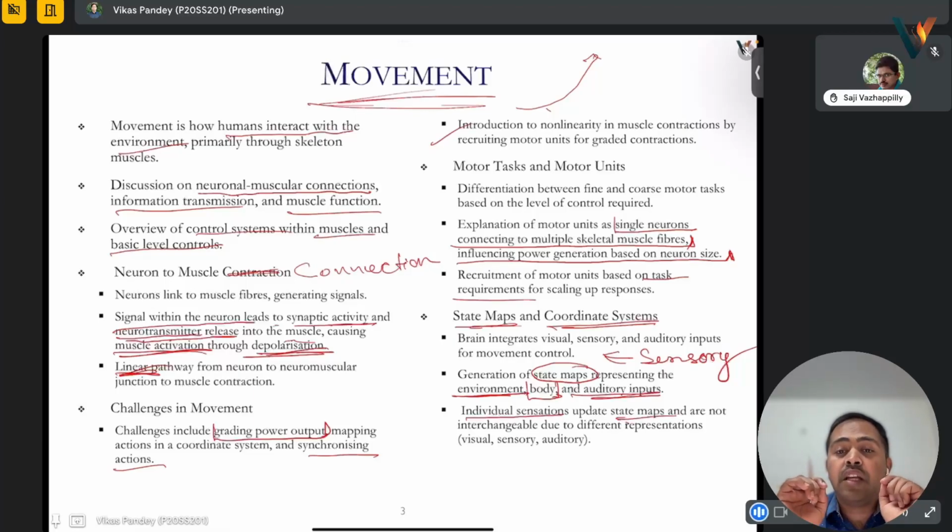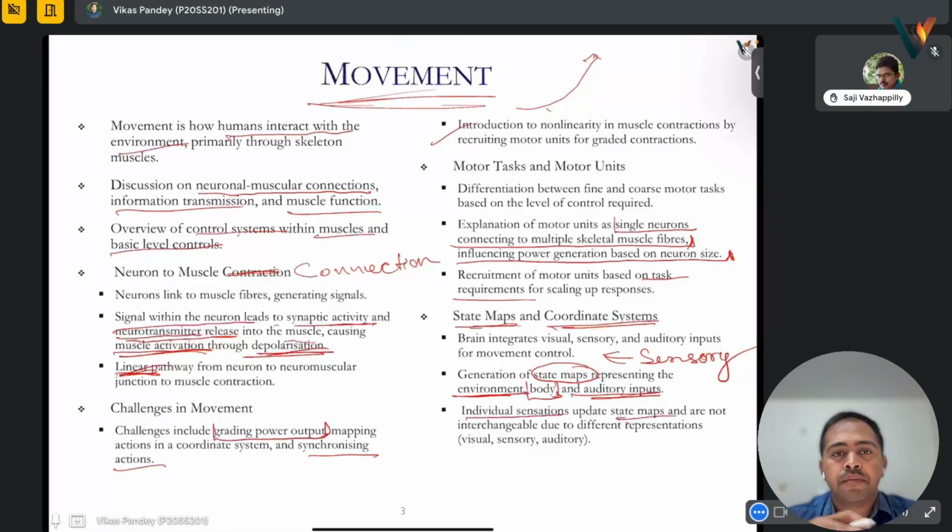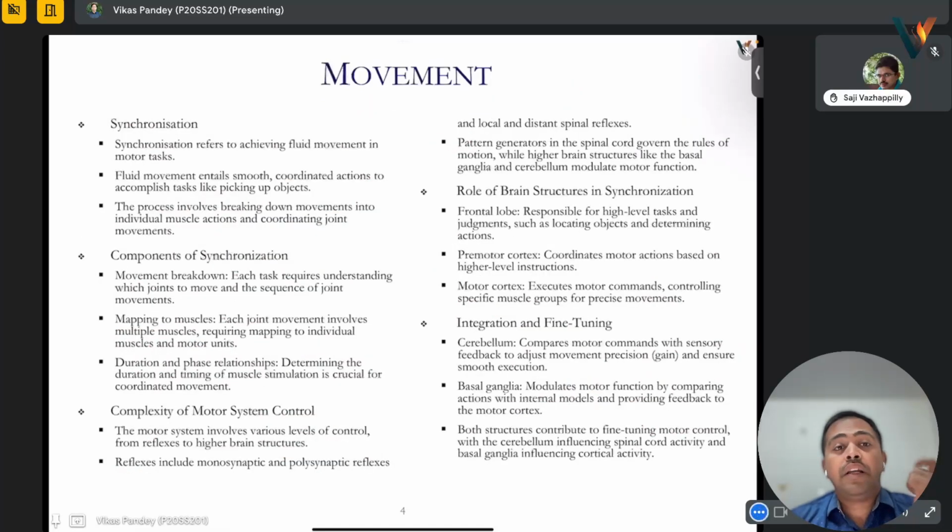So changing any one parameter like visual, sensory, or auditory also changes the state map. The body might not change, but the state map changes. Fine till here, or any confusion till now? So the next very important task is synchronization.